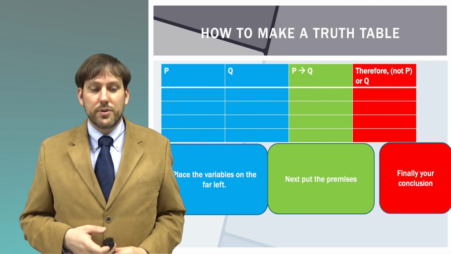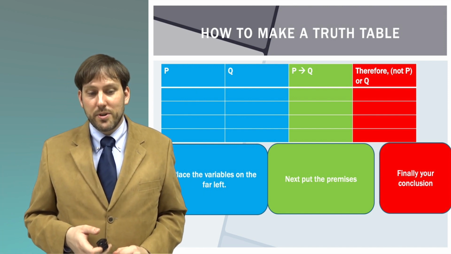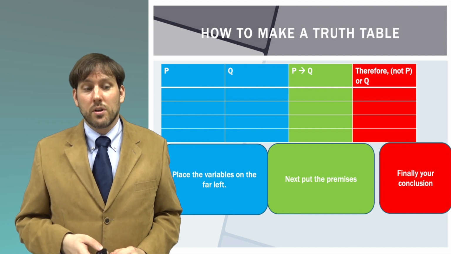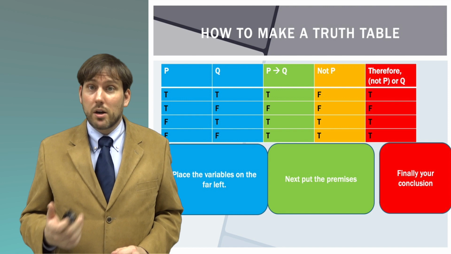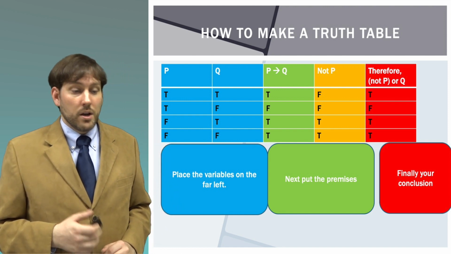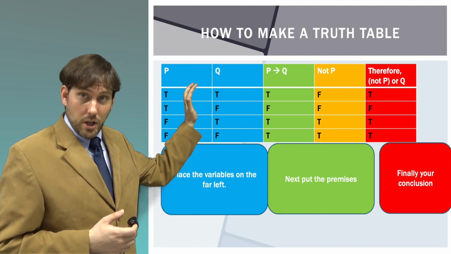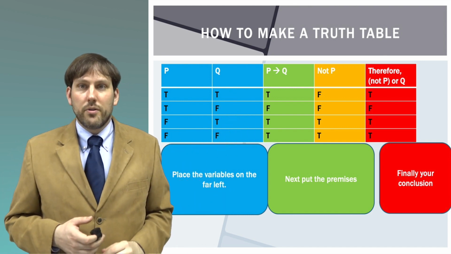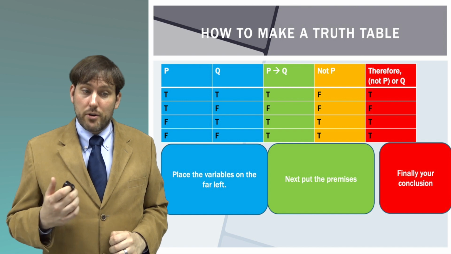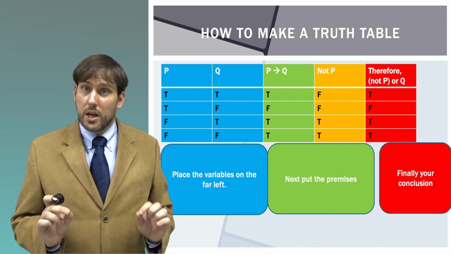We'll place the variables on the left. Next, we'll put the premise. Finally, we'll put the conclusion. All right, so I just filled this in very quickly. So I'm going to walk us through this so that we can do it together. So the variables on the left, the one most left, we do TTFF, then we do TFTF. The premise, we're going to fill out using the table, but let's just wait a minute and we'll get back to that.